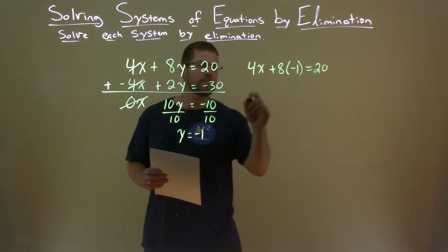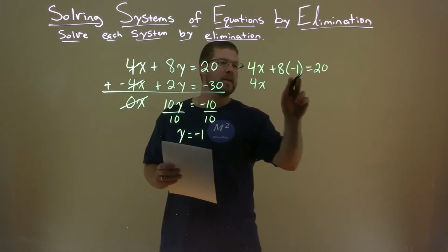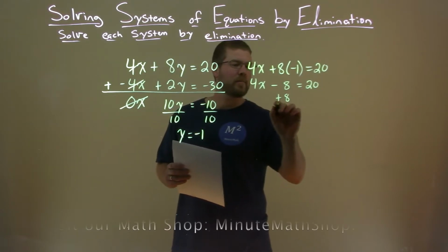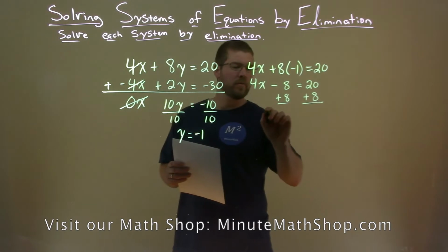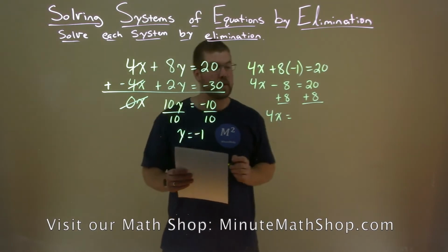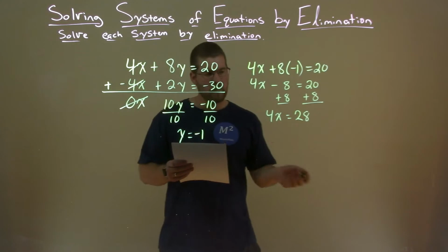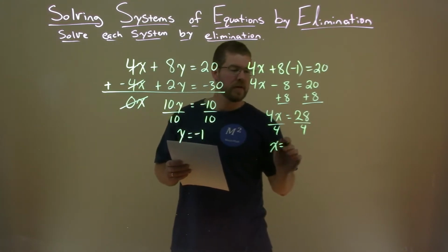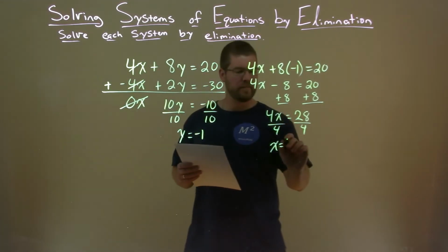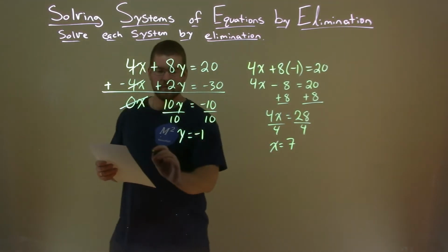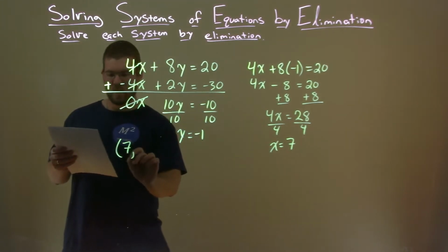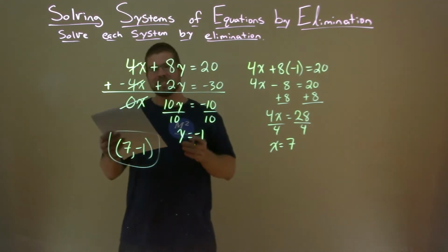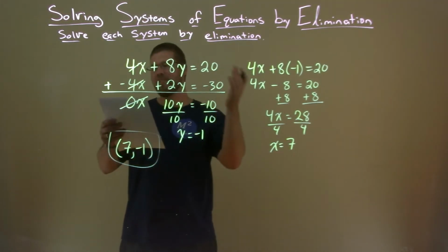Now I'm solving for x. 4x here equals 8 times negative 1, which is a minus 8. We have 20. Add 8 to both sides, and we're left with 4x here equals 20 plus 8, which is 28. From there, we divide both sides by 4, and we're left with x by itself here, and 28 divided by 4 is 7. So now we have our x and y value. We can write this as a coordinate point as (7, negative 1). And here is the solution for solving the system by elimination.